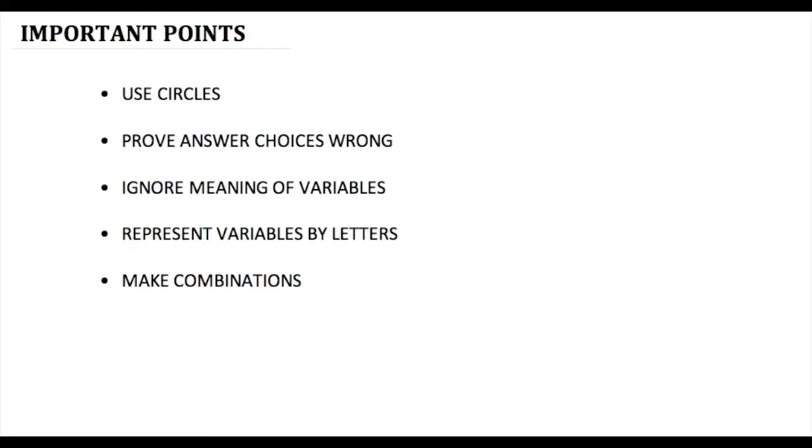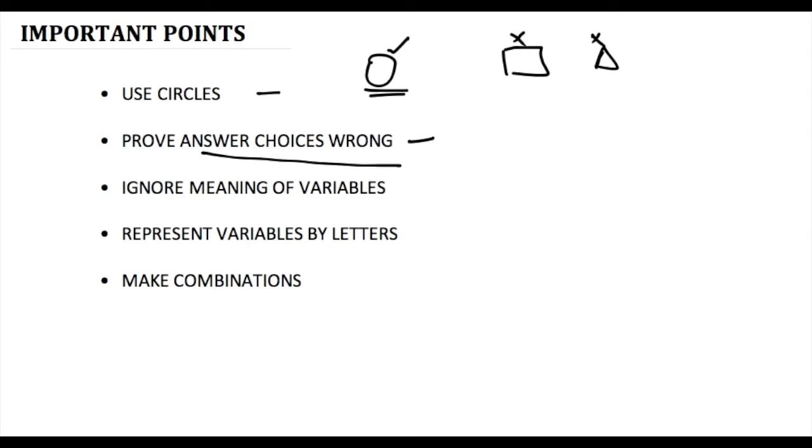Always use circles when you're solving questions related to Venn diagrams. Do not use squares or triangles as they tend to get more confusing. Always use circles. It becomes very easy when you use circles to solve these kind of questions in Venn diagrams. The idea of solving Venn diagrams is not to prove anything right, but to prove your answer choices as wrong.